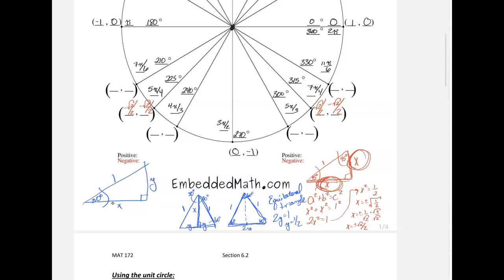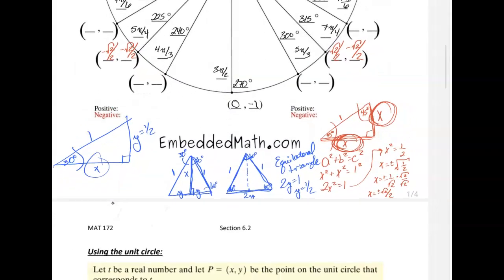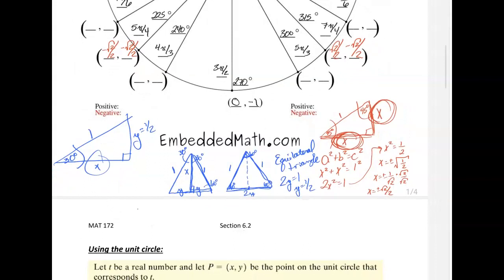And now that we know this side, going back here, I can figure out what x is. So to figure out what x is, we're going to use that Pythagorean theorem again. x squared plus y squared is equal to 1 squared. But we know y is 1/2. So x squared is going to be equal to 1 minus 1/4, which is 3/4. So x is going to be plus or minus square root of 3 over 2 once I take the square root of both sides.